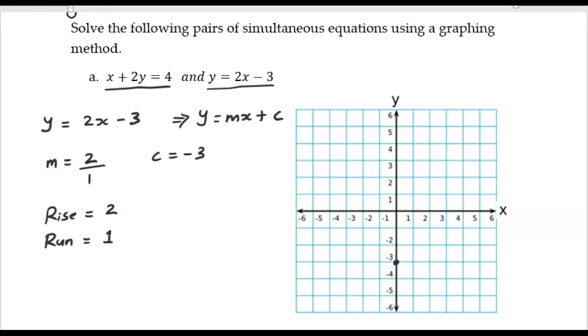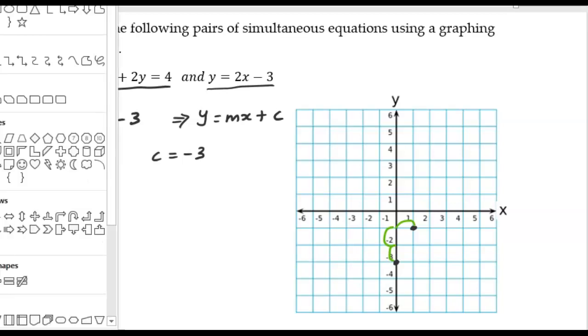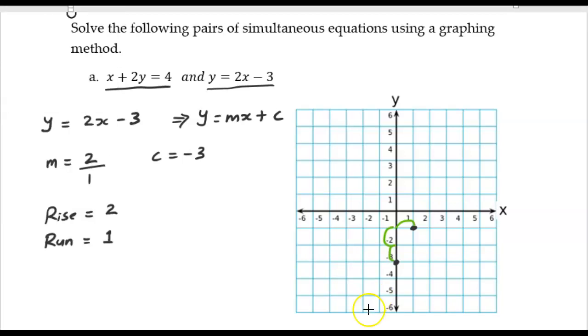We have a rise of 2, so we're going to go up by 2 positions, right? And the run is a positive 1, so we're going to go to the right by 1 position, which takes us to a second point, which has coordinates 1, minus 1. Right, so now once we have 2 points, all we have to do is basically join them with a straight line. So that's what I'm going to do at the moment. So I've joined the points with a straight line.